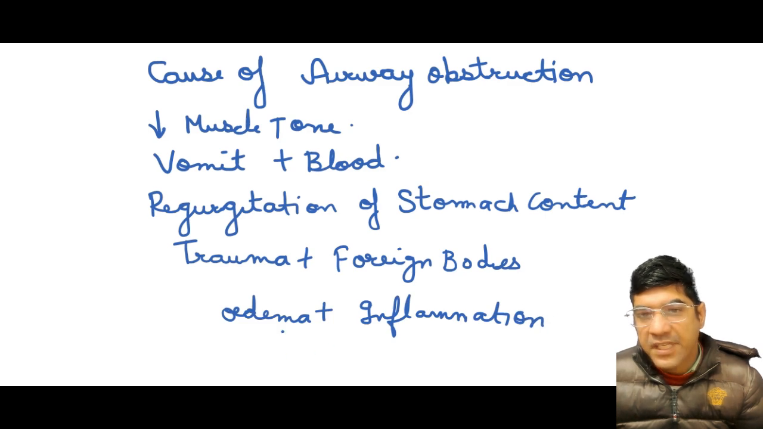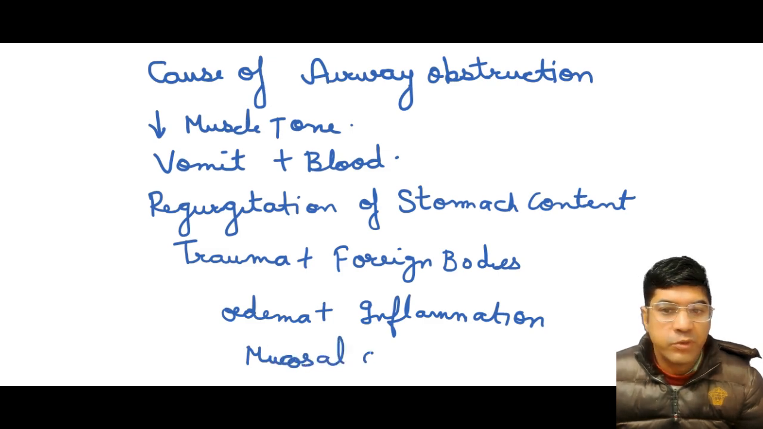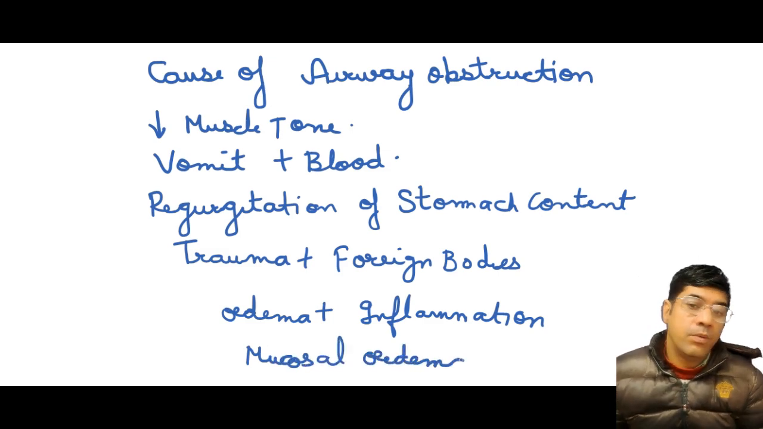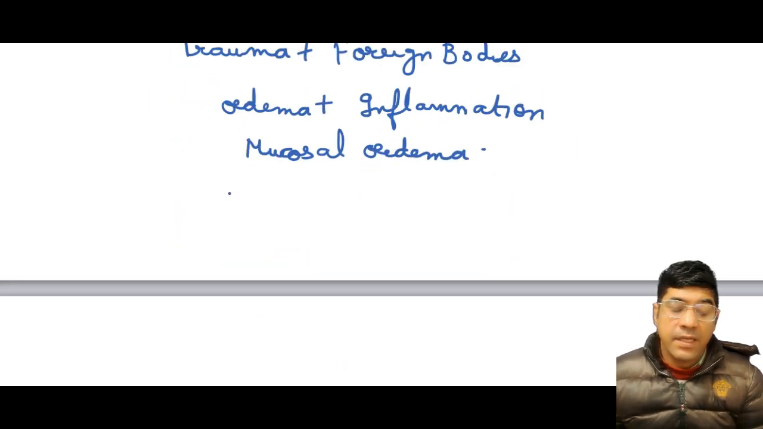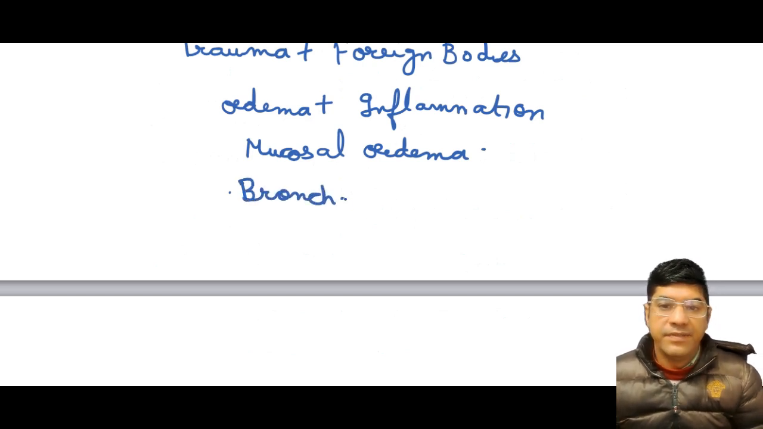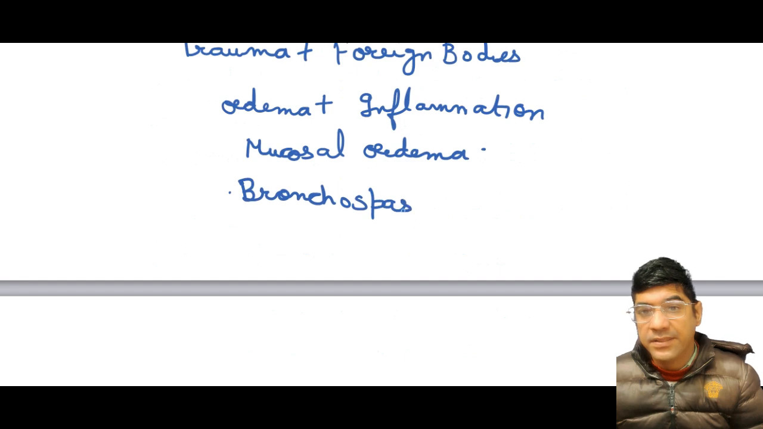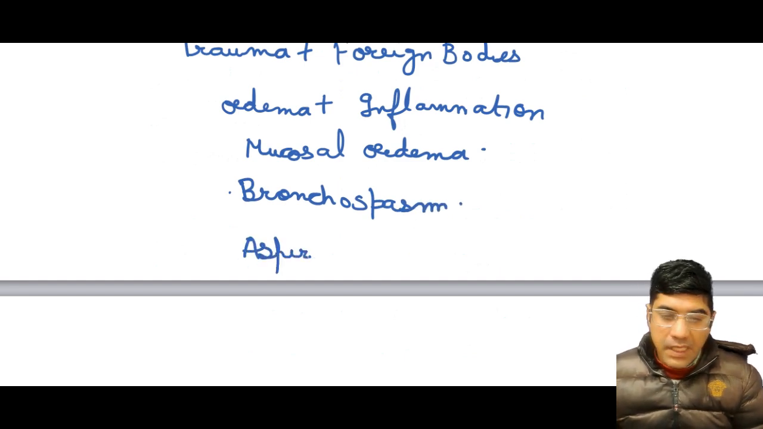Another reason could be excessive secretion or mucosal edema. If there is too much mucus or swelling in the airway passage, that can also block the flow of air. Another reason could be bronchospasm or pulmonary edema, conditions where the air passage tightens or there is fluid accumulation in the lungs that can cause airway problems.